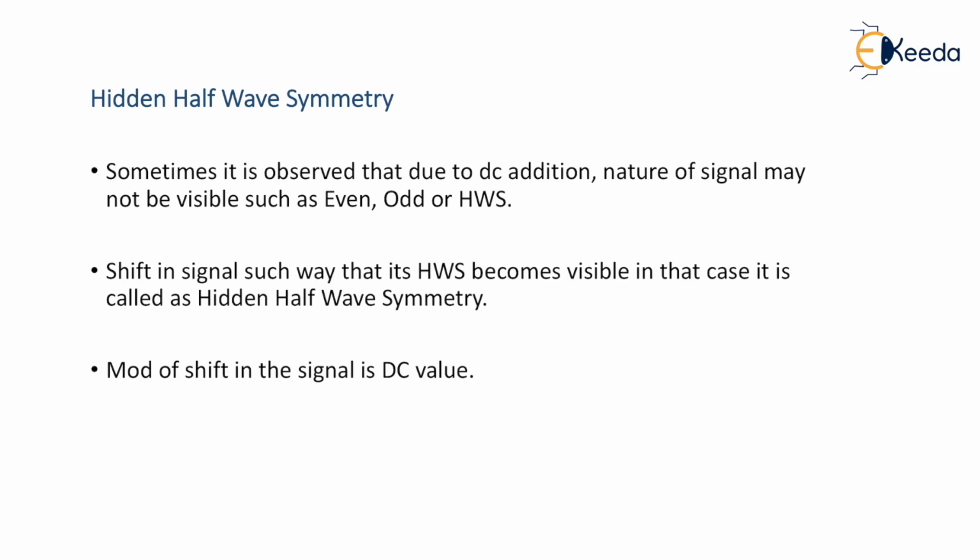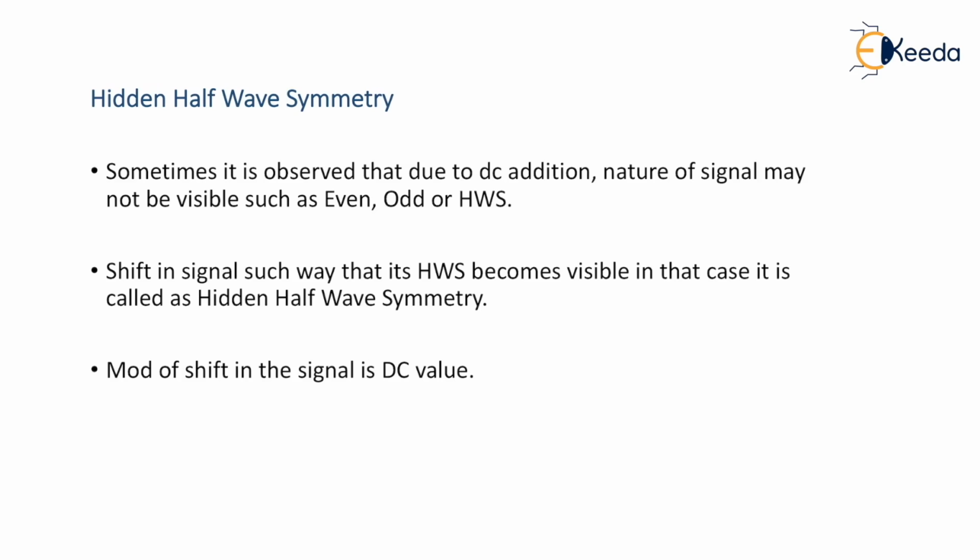Let us say you see some x of t signal. Looking at that x of t signal, you know by observation how to identify whether the signal is even or odd, and by a given trick just a minute ago, you know how to identify whether the given signal is a half wave symmetric signal or not. Sometimes it happens because of some DC addition in the signal. I mean, before they presented this x of t in front of you, they must have added some DC value inside it, because of which it had that half wave symmetry, but now it becomes hidden.